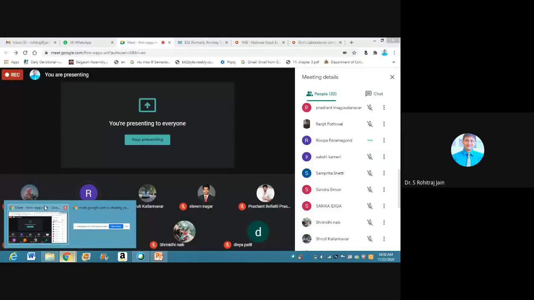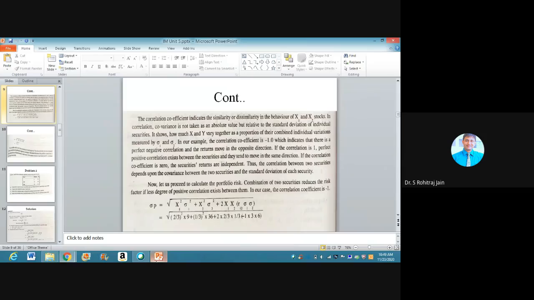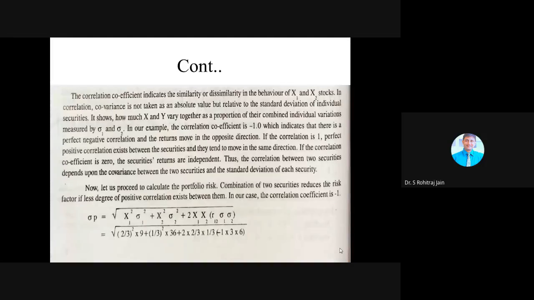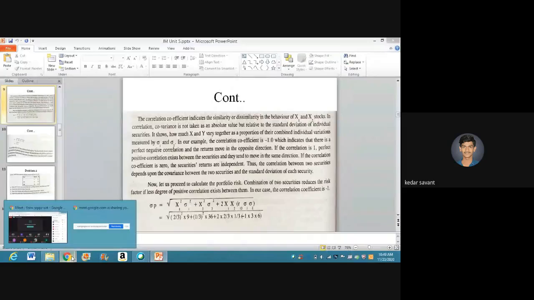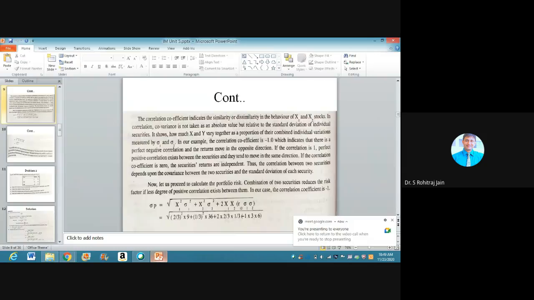I want the standard deviation of the portfolio. Sir, 0. Who told? Who is this? Sir, Kedar. Perfect. Kedar is perfect. The standard deviation of the portfolio is 0. Okay, Kedar. First you tell me, Kedar, to all your friends, 2 by 3 whole square multiplied by 9. How much did you get?